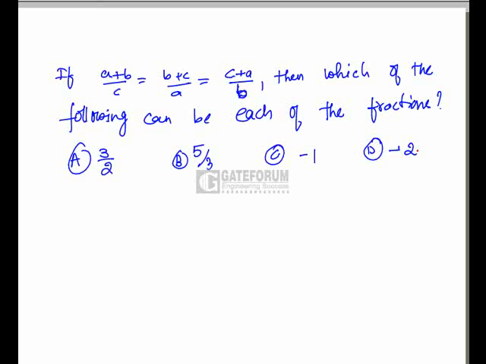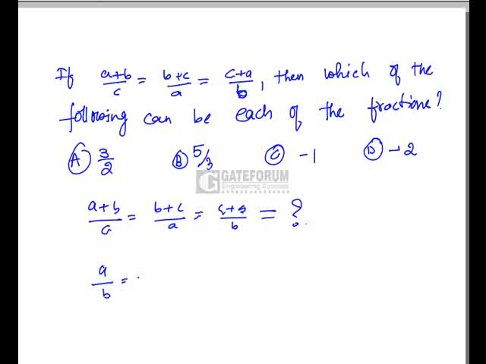In this problem, they have given a ratio, that is (A plus B) by C equals (B plus C) by A equals (C plus A) by B. Now he's asking what will be the value of each expression. Before starting the problem, let us look into a formula, a small concept of ratios.